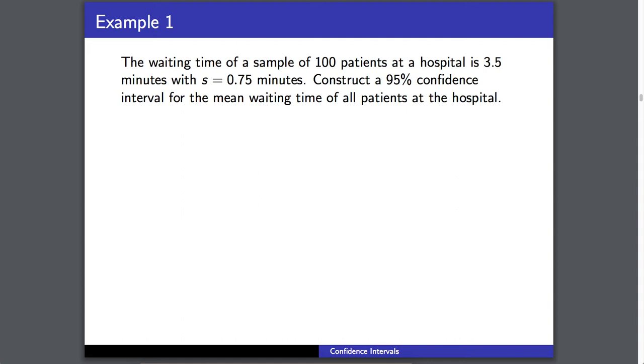So example one, we have the waiting time of a sample of 100 patients at a hospital is 3.5 minutes with a standard deviation of 0.75 minutes. Sample standard deviation of 0.75 minutes. Construct a 95% confidence interval for the mean waiting time of all patients at the hospital. So, again, we don't have necessarily all the patients who have ever been to this hospital as far as their waiting time is concerned. So, we're going to create a 95% confidence interval for the mean waiting time.